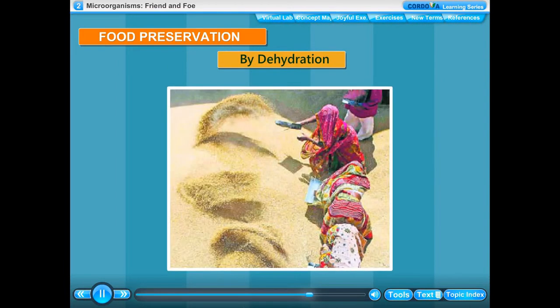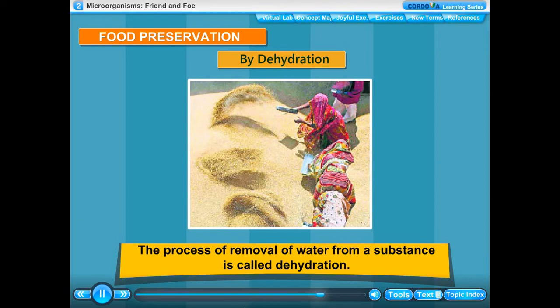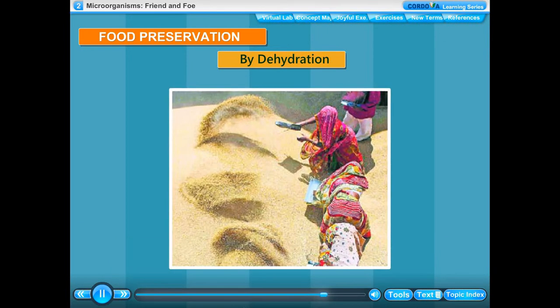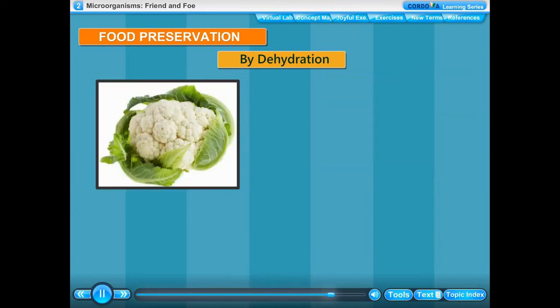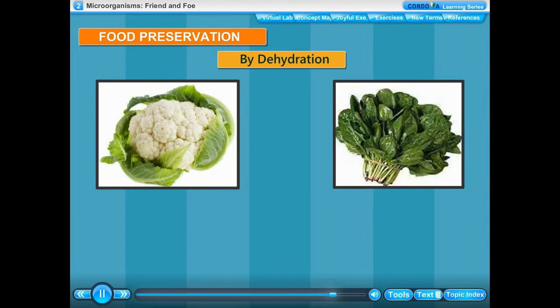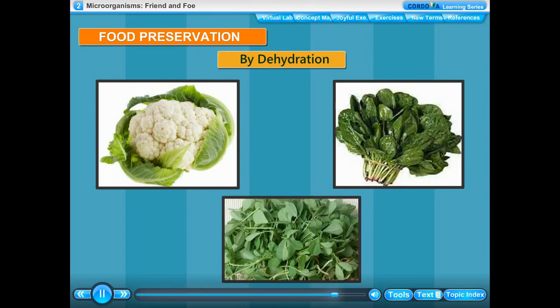By dehydration. Since moisture is one of the main requirements for microbial growth, removal of water from food materials is an efficient method of food preservation. The process of removal of water from a substance is called dehydration. Sun drying is a traditional method of preserving food. Wheat, rice, and pulses are cleaned and dried in the sun. Vegetables like cauliflower, spinach, methi are also preserved in this manner.